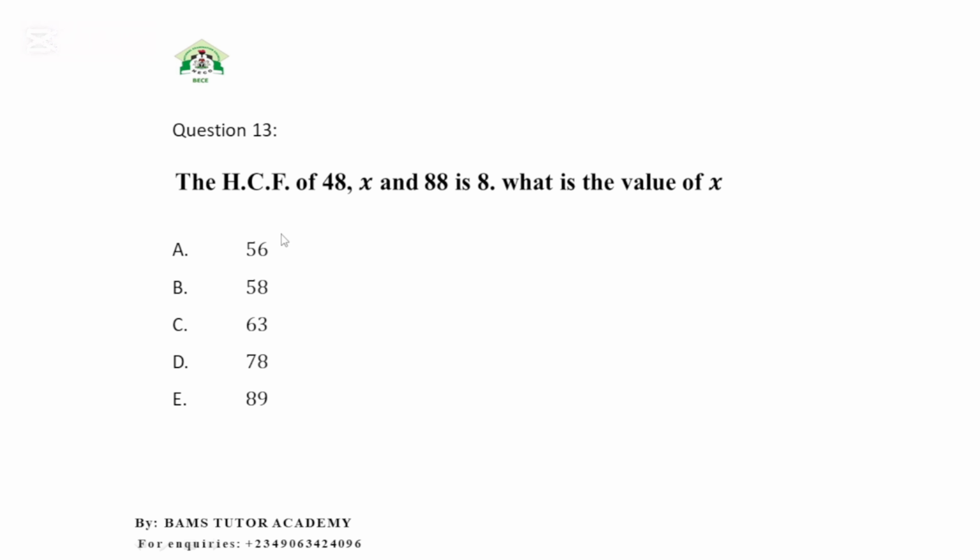Question 13 now. The HCF of 48, x and 88 is 8. What is the value of x? So let's see. 48 is actually 6 times 8. Okay, now x, I don't know what it is, that's what we want to find. Then 88 is also 11 times 8. Now for the HCF to be 8, it means that what is common in all is 8. Do you get the gist?